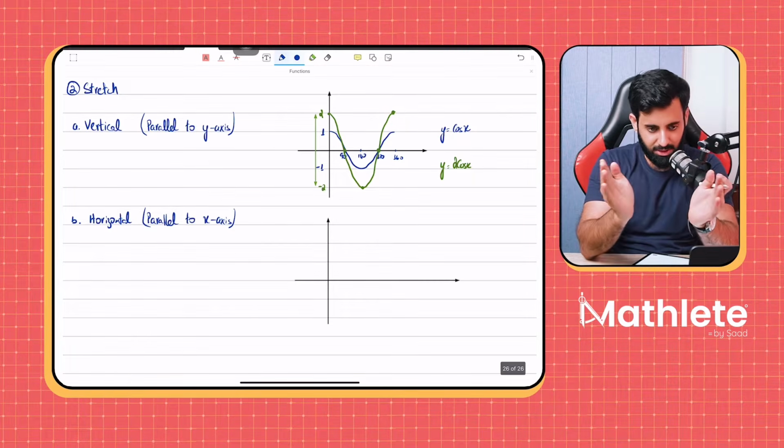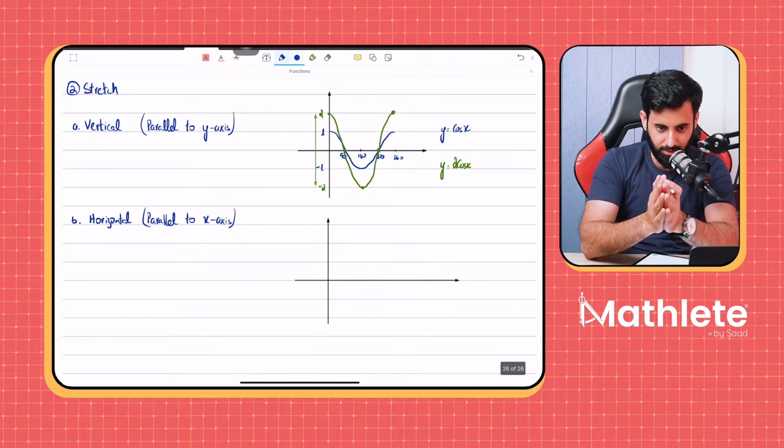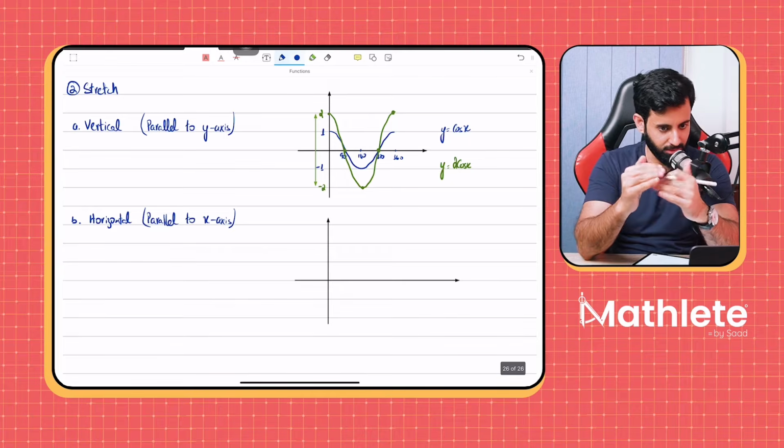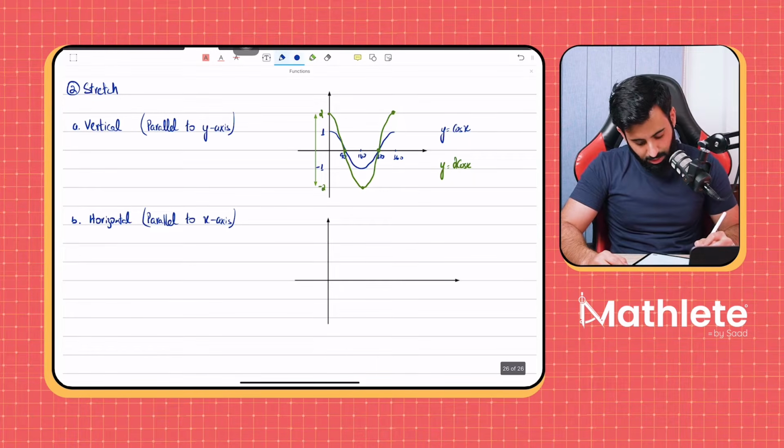Okay, so even though it's a stretch, it might get narrower, it might get shorter. And even though it's a stretch, it might get taller or it might get shorter as well. Okay, so keep that in mind. Now let's take an example.